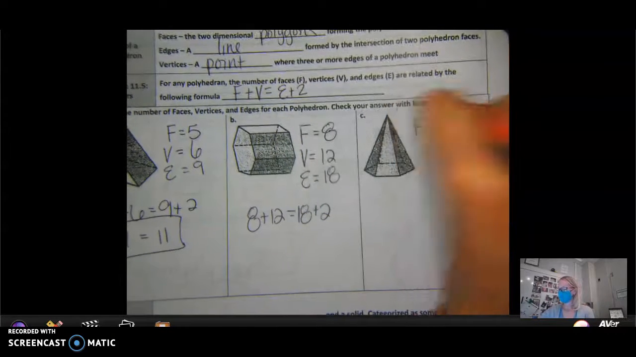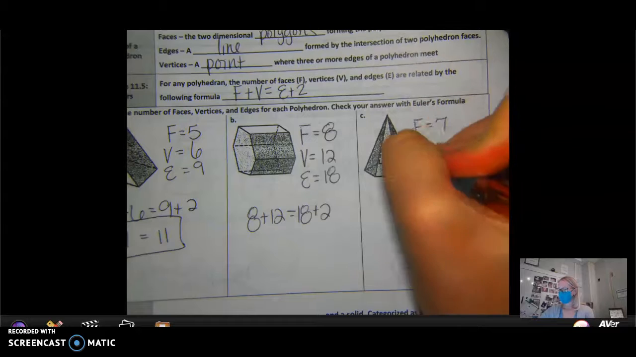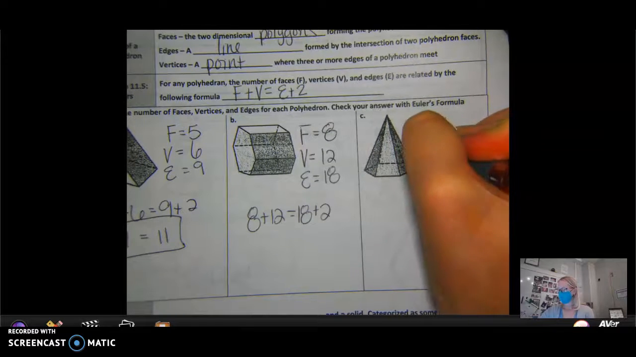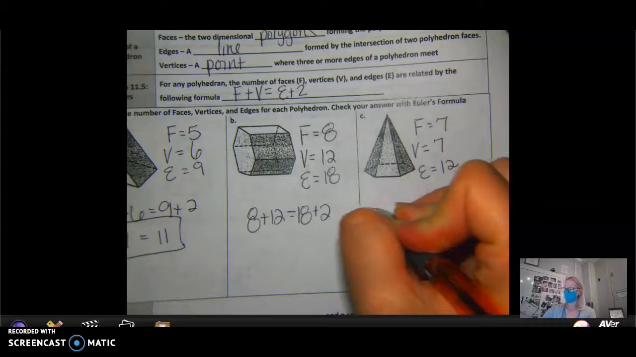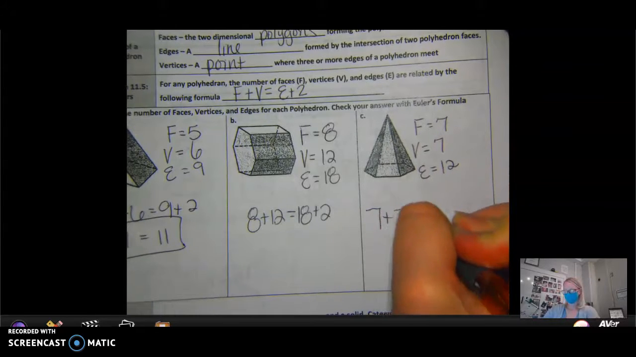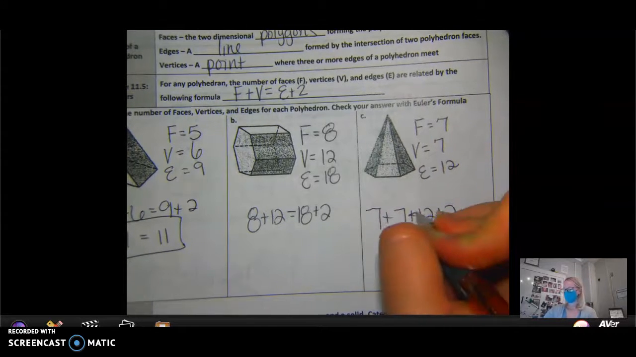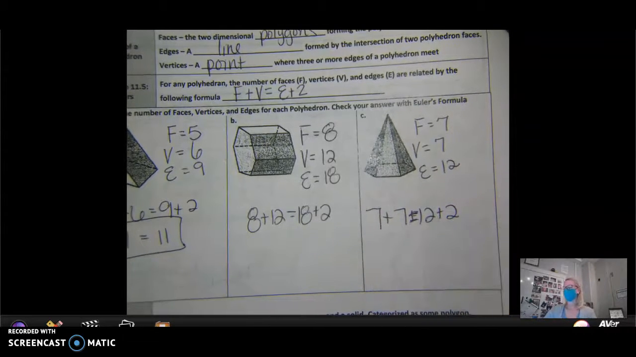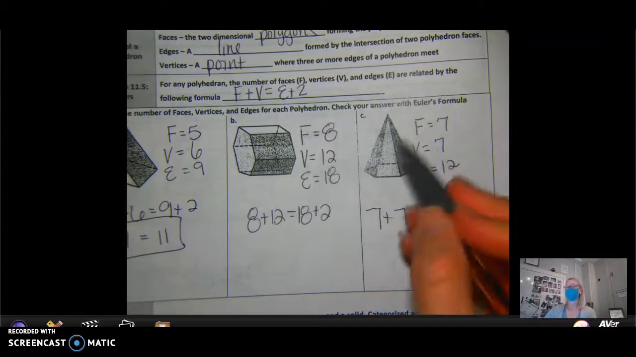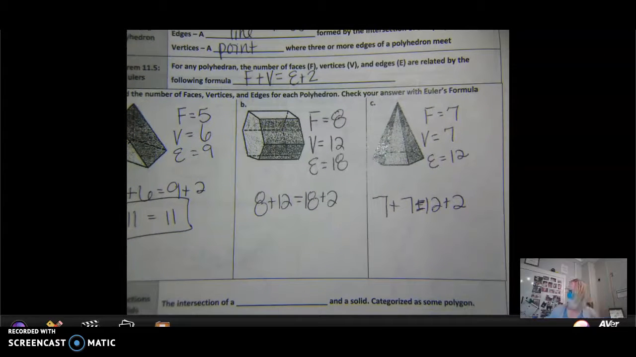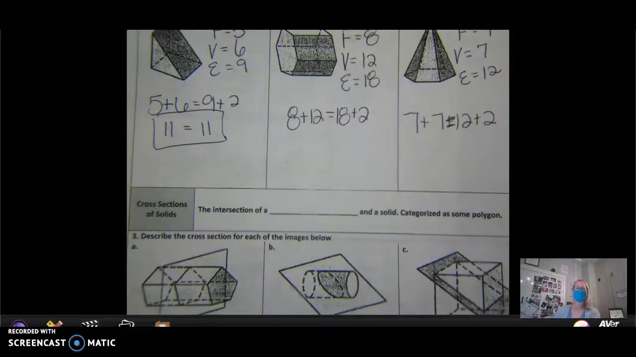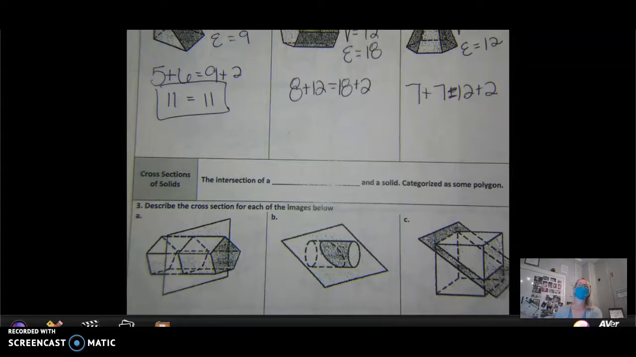Okay, next one. How many faces? How many vertices? How many edges? So 7 plus 7 equals 12 plus 2, and that is true. What do we call this guy? Hexagonal pyramid.